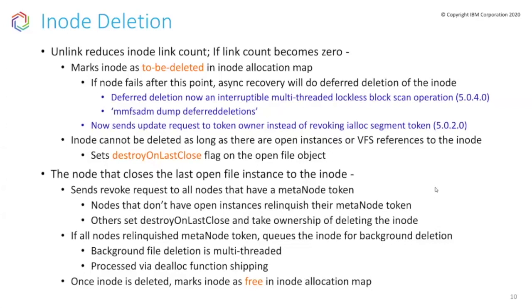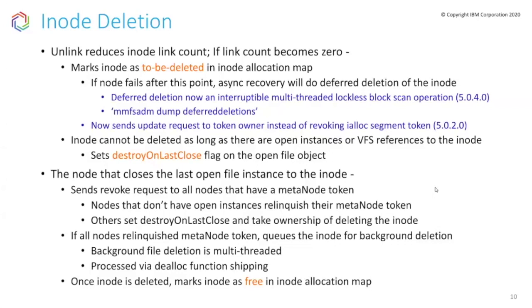We made multiple enhancements in 5 versions for deferred deletion. One thing was deferred deletion was not interruptible, which means sometimes it would hold up other activities that depend on this. So we now made that interruptible, and also we made it multi-threaded. Earlier, deferred deletion was a single thread operation. As you can imagine, if you delete a lot of files in a very short period of time, they all get bunched up, queued into this deletion state, and you want them to be processed as fast as possible.